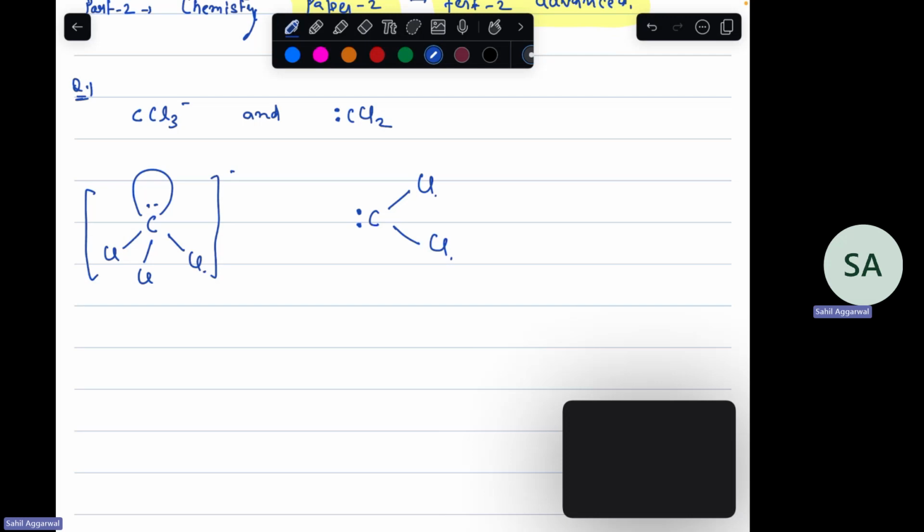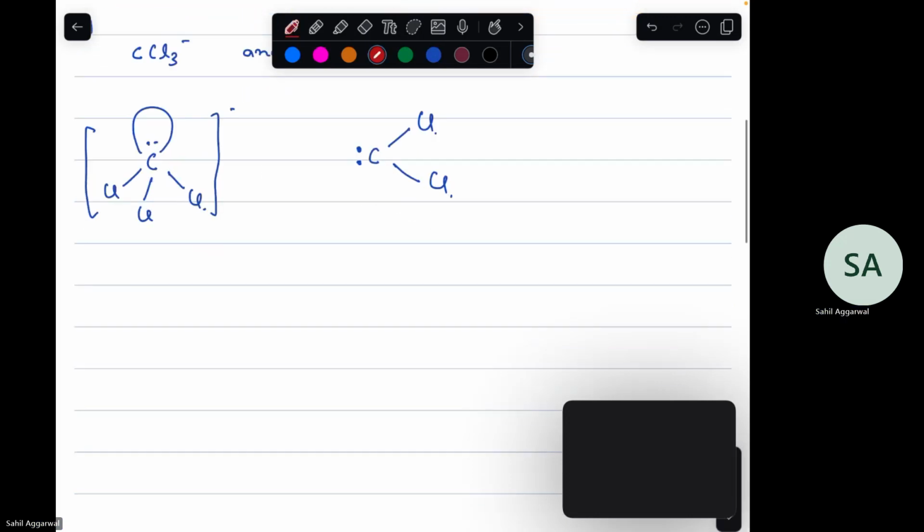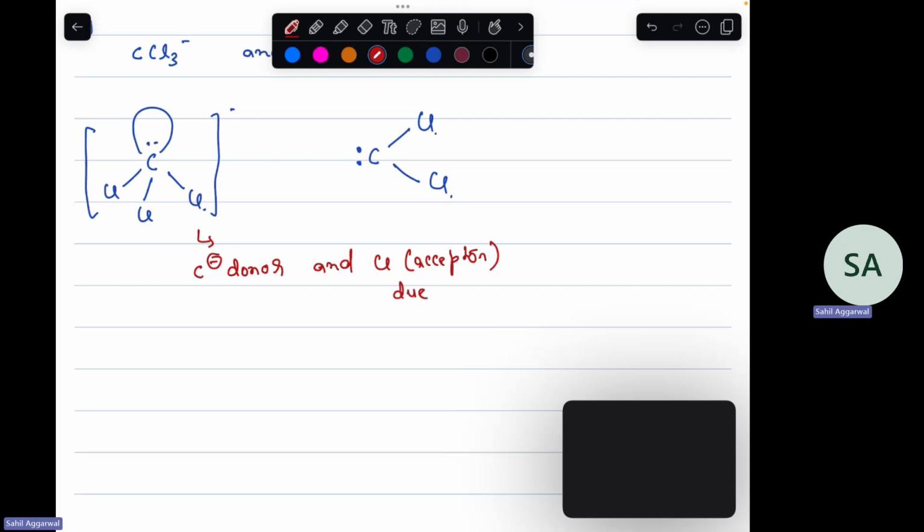Correct option: back bonding in both cases is from Cl to C minus. In this case, C minus is donor and Cl is acceptor due to vacant d orbital.